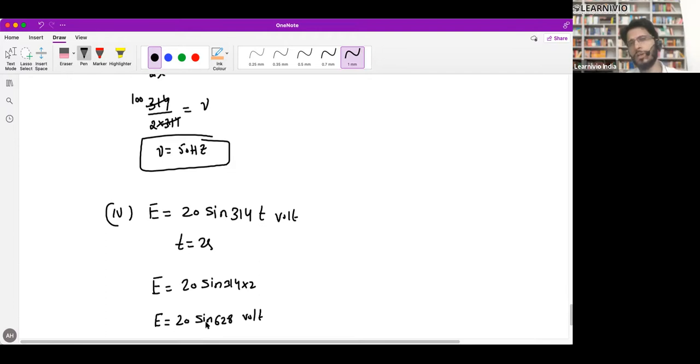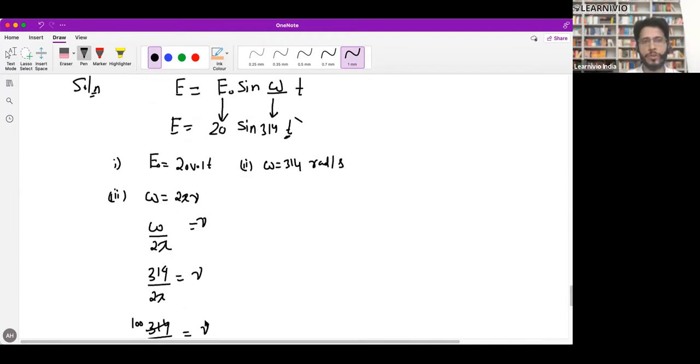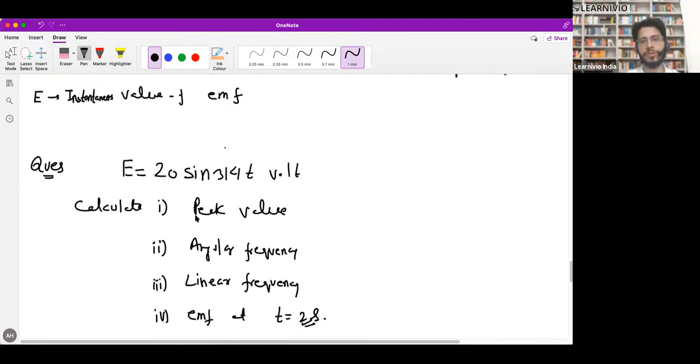These values are usually given in the question. So this is how we use this equation. This is the equation of AC EMF.